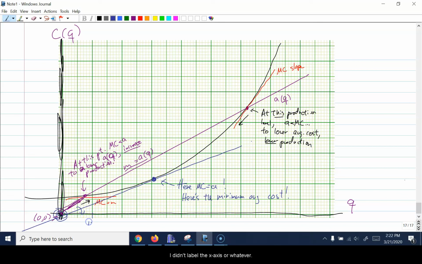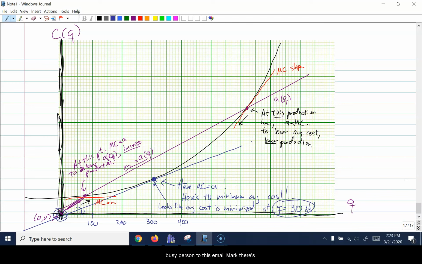I didn't label the x-axis or whatever. But it looks like the average cost is minimized at q equals a little bit more than 300. That looks like 310. Anyway, I really like problems like this because it shows off a cool thing you're able to read off from a graph.